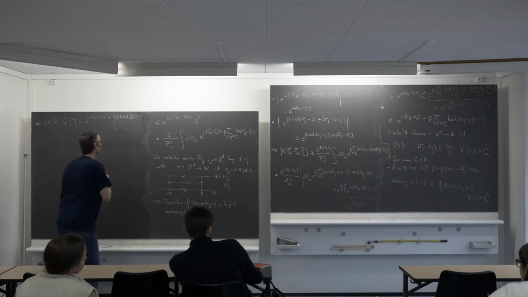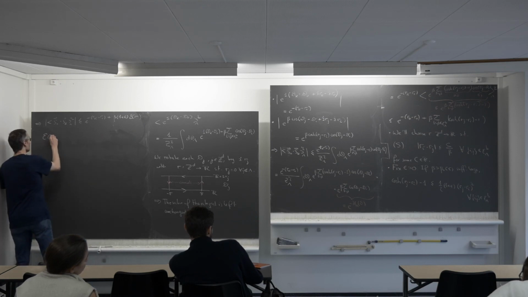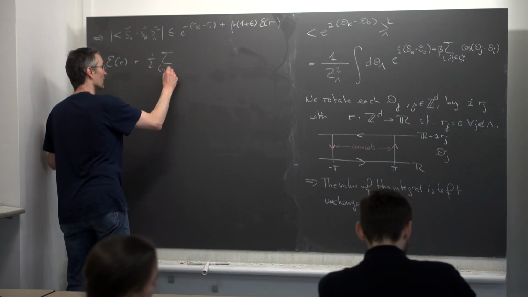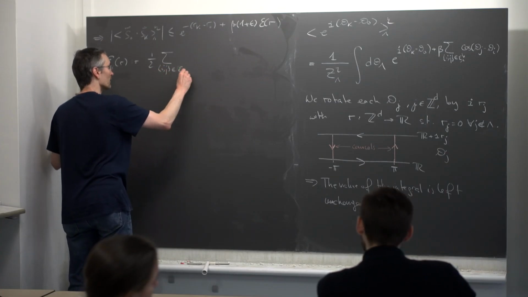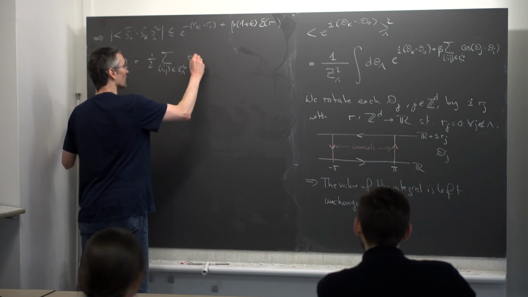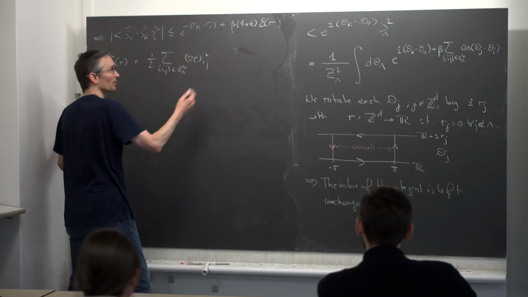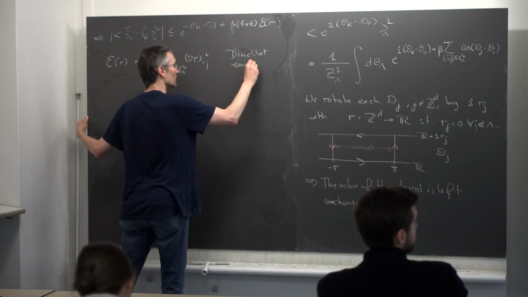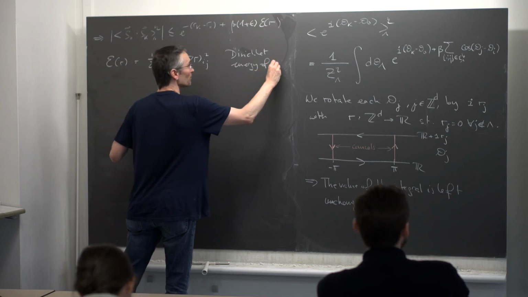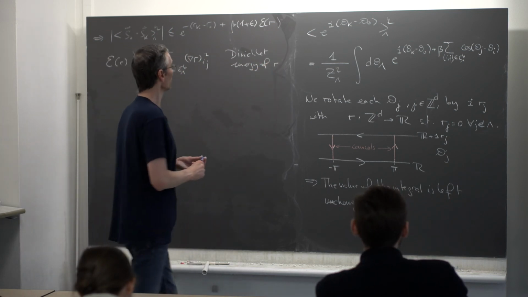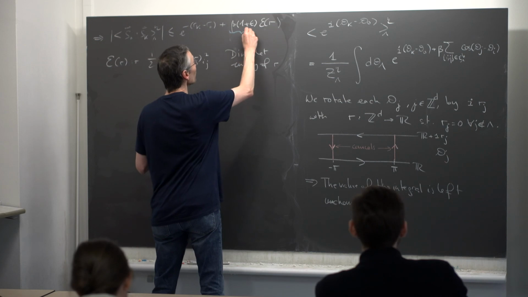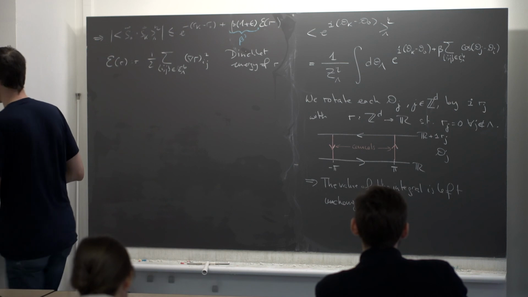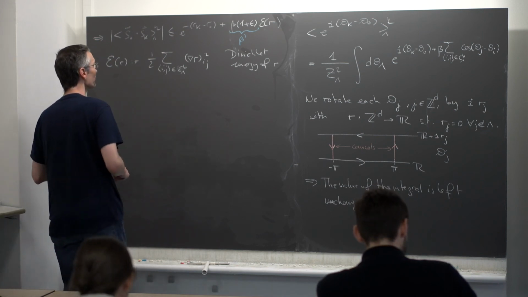So again, E of R is exactly as before. E of R is 1/2 the sum over all ij in the edge set of lambda, gradient R ij squared. It's the Dirichlet energy, exactly what we used before. Now it's of R. And this beta times 1 plus epsilon, I will call it beta prime, just not to write 1 plus epsilon too many times.